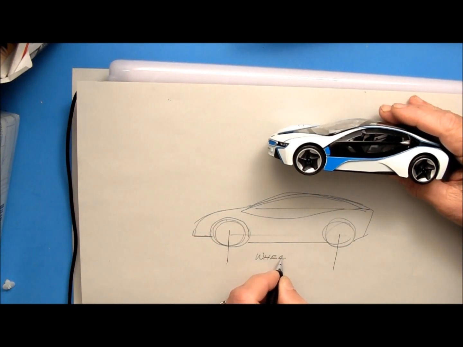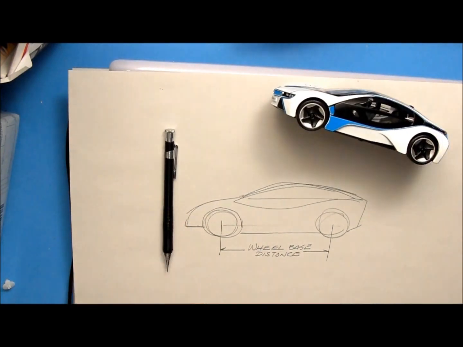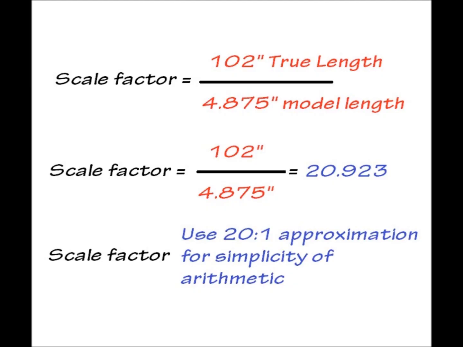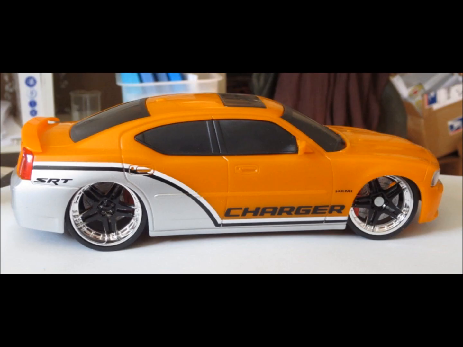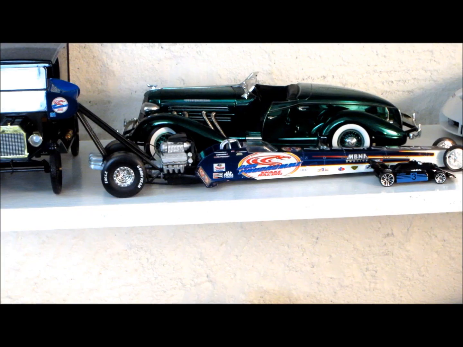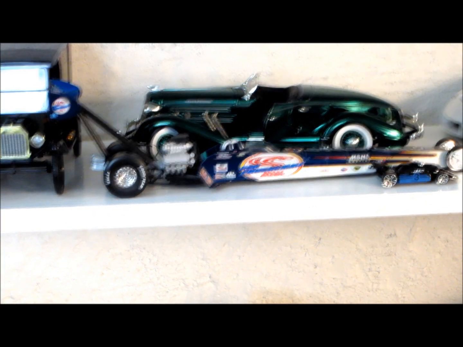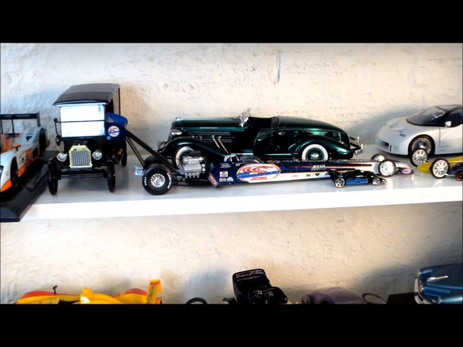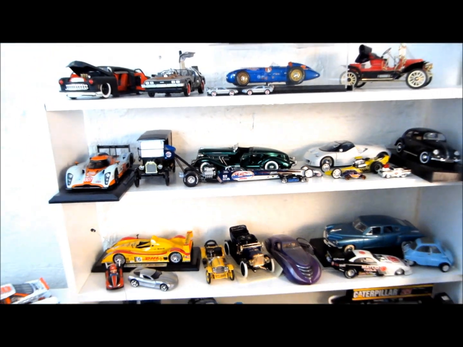Look it up on the internet. That's the distance from the center of the front wheels to the center of the back wheels. Now the RC car measures 4 7/8 or 4.875 inches. That calculates to 102 divided by 4.875, or about 21. We're going to approximate that as a 1 to 20 car just to make the arithmetic easier. Now you'll have to make your own measurements and calculation for the car you're using, because they're all different.